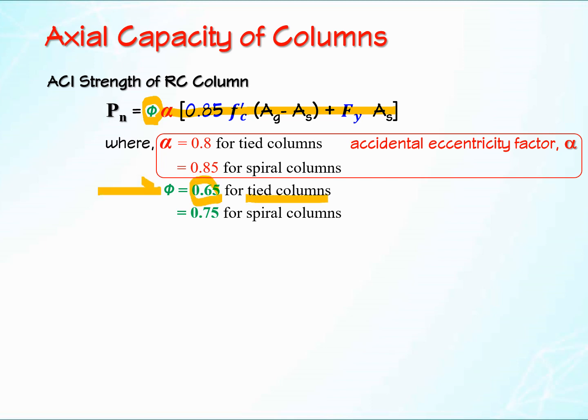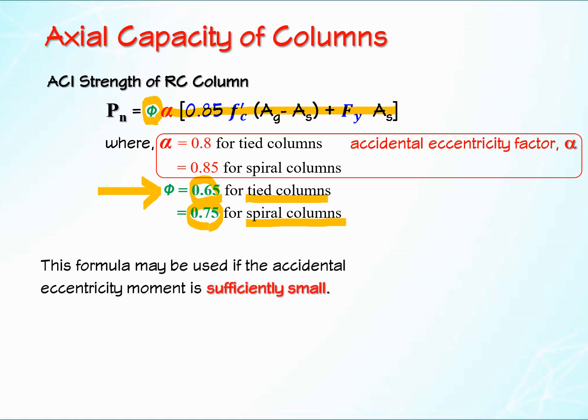Why is this so small? Because we consider consequence of column failure. Consequence of column failure is a lot more severe than failure of beam or slab. And 0.75 for spiral columns, because spiral columns are more expensive, but it's more ductile. Its capacity is higher. Okay, and we are going to use this formula if your eccentricity moment is small.